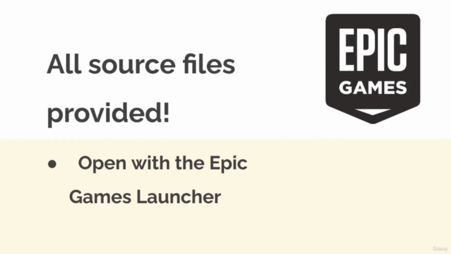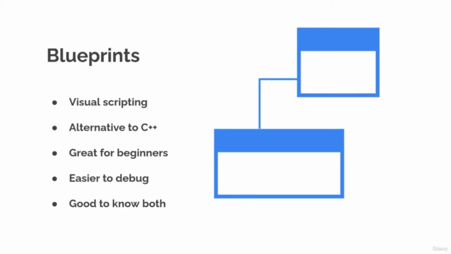As well, all of the source files are provided at the end of each section. You just have to extract all the zip files and then open the project via the Epic Games Launcher. You don't want to open it directly via your folder because then that can cause it to not build properly. So the Epic Games Launcher is very useful for installing Unreal and also opening projects, and you can also download assets from the Unreal Marketplace and more. We're going to be using blueprints to write our app functionality. Blueprints are a visual scripting language that are an alternative to C++.